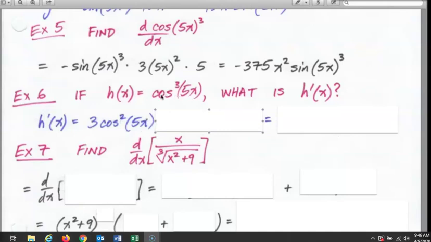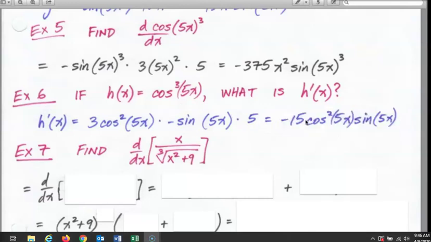Now, the middle function is the cosine of something. Okay? So the derivative of the cosine of anything is going to be the negative sine of that thing. So it's going to be the negative sine of 5x. Again, the middle function would have been the cosine of 5x. Okay? So the derivative of that is the negative sine of 5x. And then the innermost function is 5x, and the derivative of that is 5. So h prime of x is this right here.